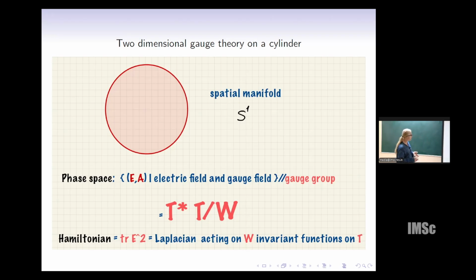So the phase space is actually finite dimensional. It's the quotient of the cotangent bundle to the maximal torus of the gauge group by the action of the Weyl group. And the Hamiltonian, which was trace E squared, integrated over the spatial manifold, becomes upon quantization just a Laplacian acting on the W-invariant functions on the maximal torus.